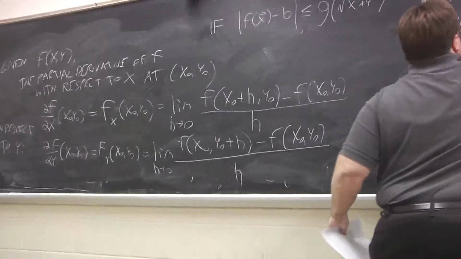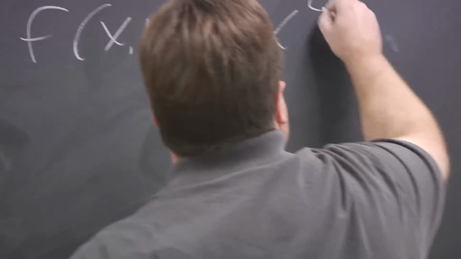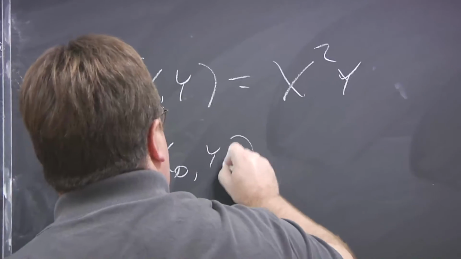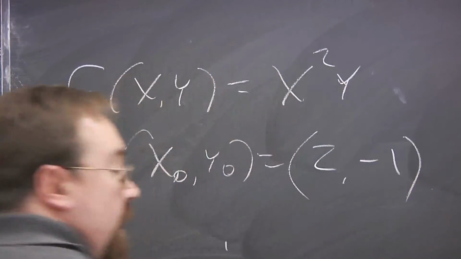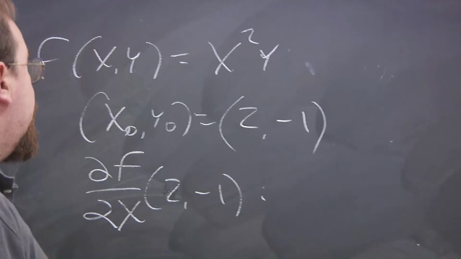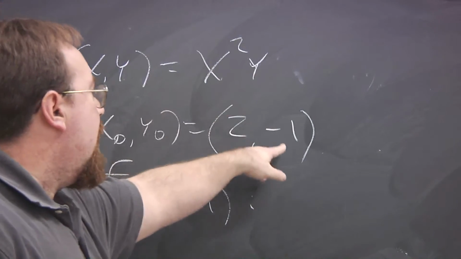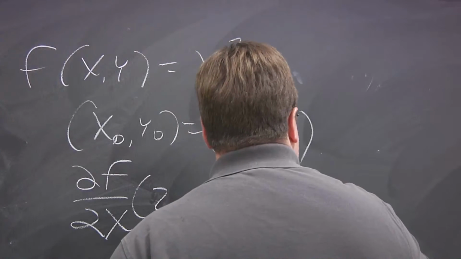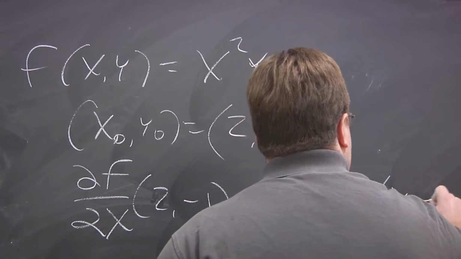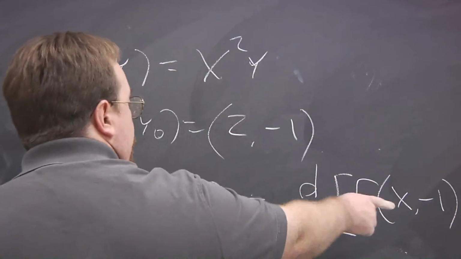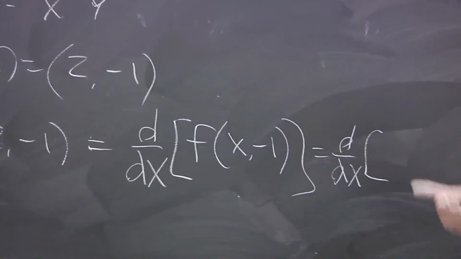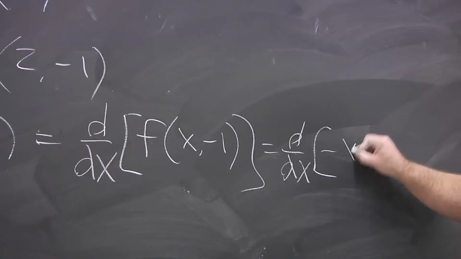Look at a simple example: f of (x, y) is equal to x squared times y. And we want partial derivatives at the point (x naught, y naught) equal to (2, minus 1). So here's what we can do. For the partial derivative with respect to x at (2, minus 1), we can look at this function with y frozen at minus 1. So we can take the derivative with respect to x of f of (x, minus 1). We'll just plug in that y value right off the bat. So now we're back in single variable calculus. When we plug in y equal to minus 1, we now have minus x squared.